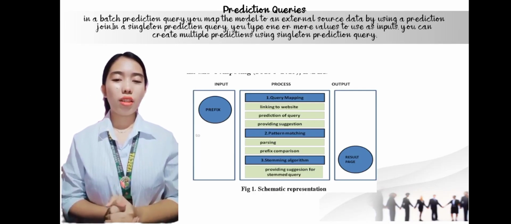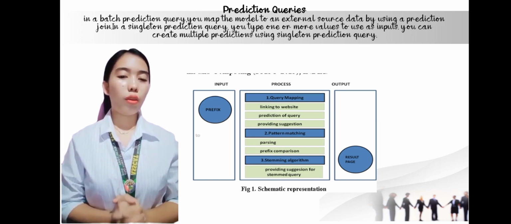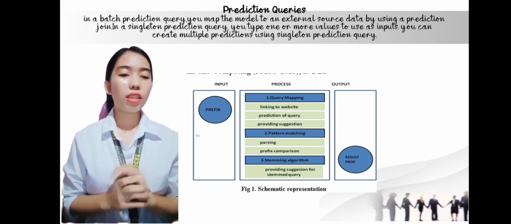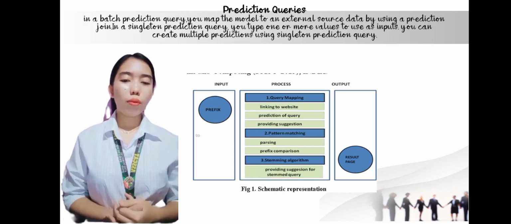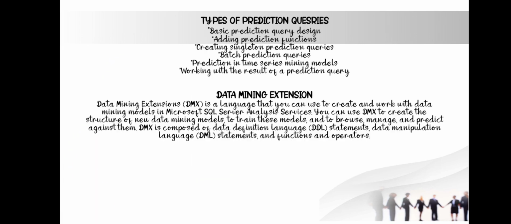Query. In a batch prediction query, you map the model to an external source of data by using prediction join. In a singleton prediction, you create multiple predictions using a singleton prediction query. These are the types of prediction queries: first is basic prediction query design, adding prediction functions, creating singleton prediction queries, batch prediction queries, prediction in time series mining models, working with the result of a prediction query.